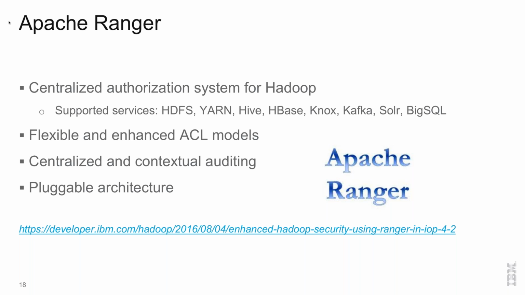authorization management system, right? So in BigInsights 4.3, the following services are supported: HDFS, YARN, Hive, HBase, Knox, Kafka, Solr, and BigSQL. So it's very flexible, and it also supports flexible and enhanced authorization models. Basically it's a pluggable architecture so that you can add new services, right?